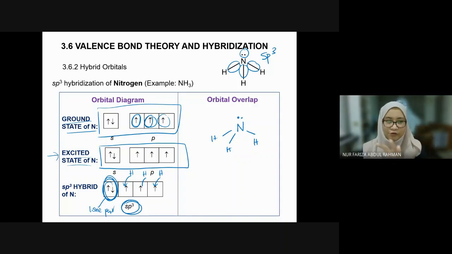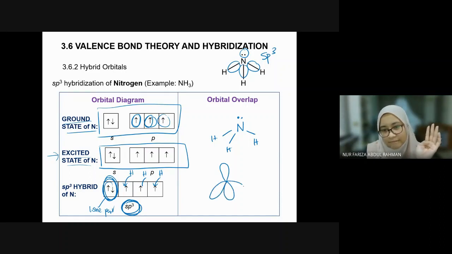Alright, so how do you draw the orbital overlap? Basically you draw the same way as what we had earlier for the bonding pairs. Yang kita belajar tadi, maksudnya dia sp3 tu tak? sp3 that means you should have 4 lobes. You kena ada 4 cuping tu in tetrahedral shape. So 1, 2, 3, 4.